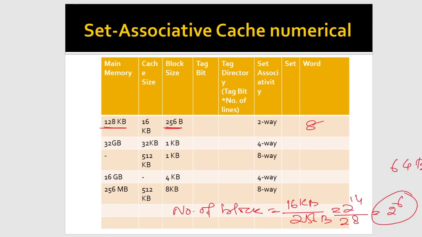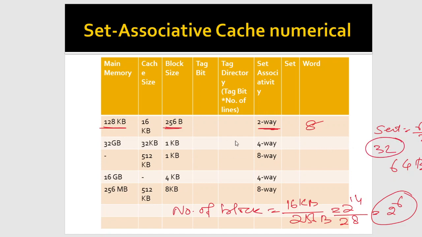64 blocks. And how many blocks per set? 2 blocks per set. So how many sets? Sets will be number of blocks, 64 by 2 way, meaning 32. Log 32 is 5. So my number of set bits will be 5. Set bits required is 5. Bits required for word is 8. So 8 plus 5 is equal to 13.